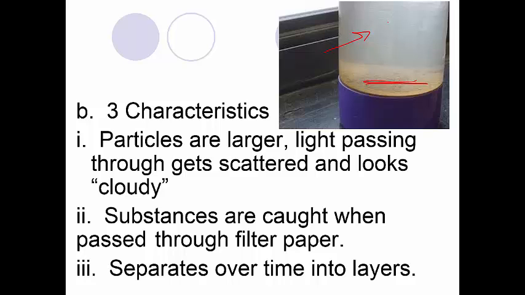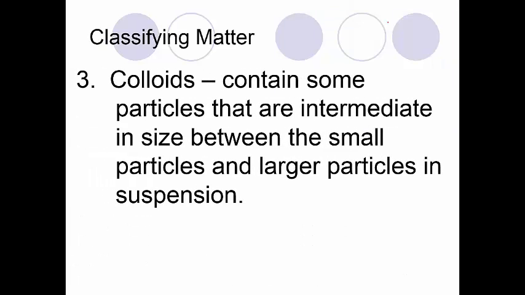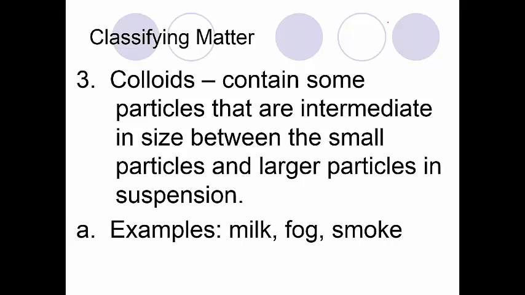The third type was colloid, and a colloid is kind of the intermediate size. So these are the middle-sized particles, and they're still considered a homogeneous mixture, but they are a little bit bigger than solutions, but not as big as suspension particles. Some examples, fog and smoke and milk. Fog being one that we're very familiar with here in Indiana and probably hope for many mornings.